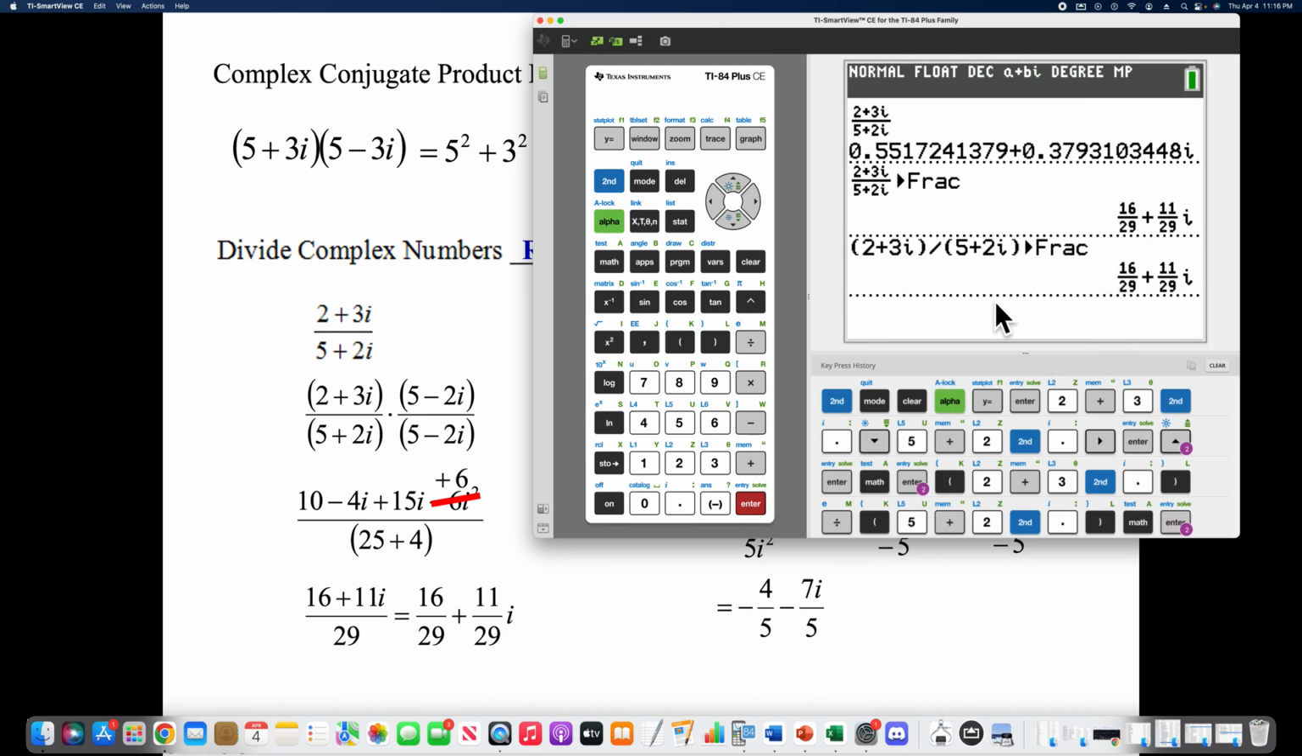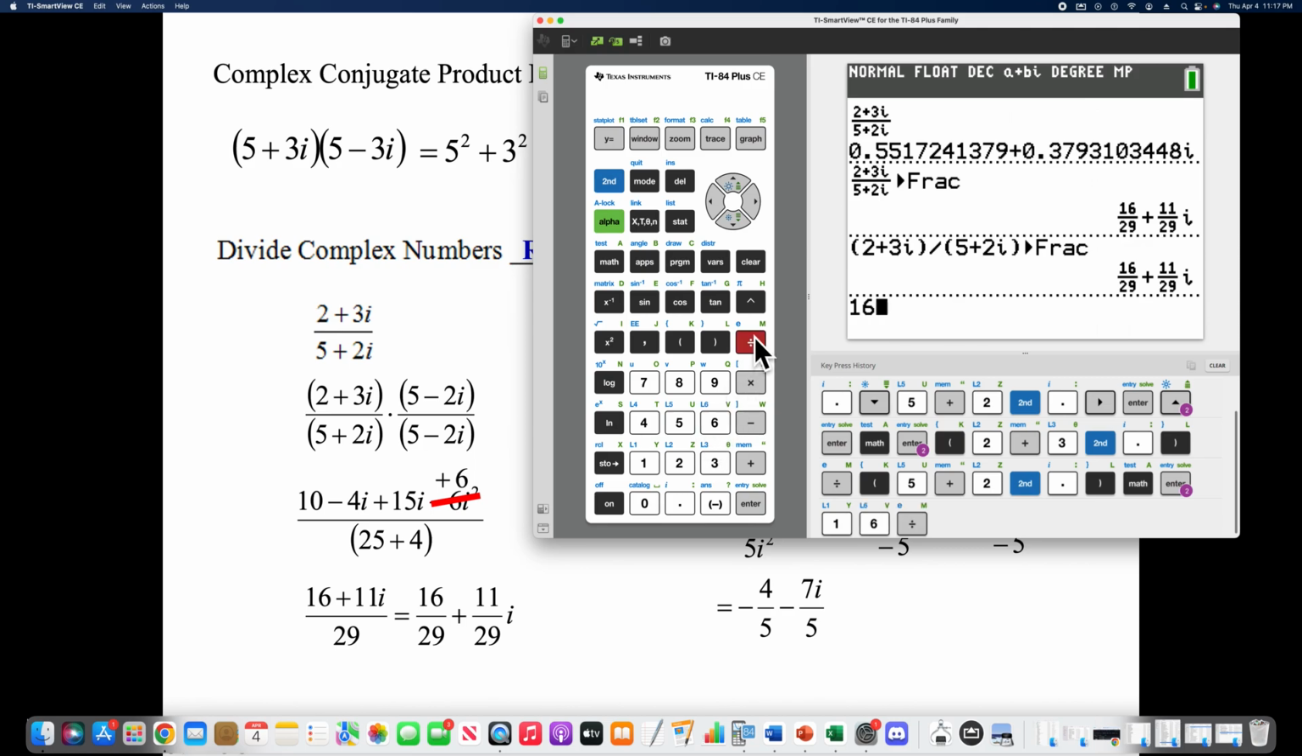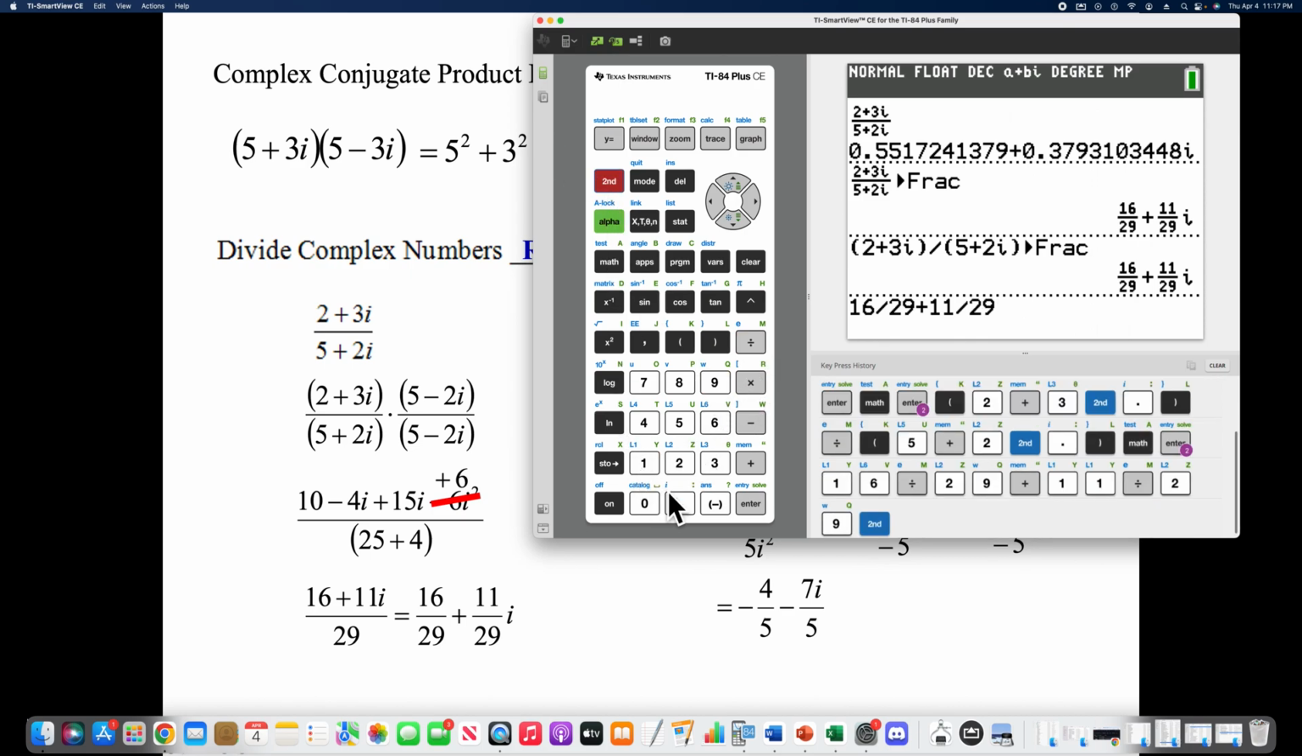Now, if you do have an older calculator that doesn't have this notation, it's probably going to look like this: 16 divided by 29 plus 11 divided by 29. And then you're going to see the i, right after the 29. Now this appears like i is in the denominator with 29, but it is not.